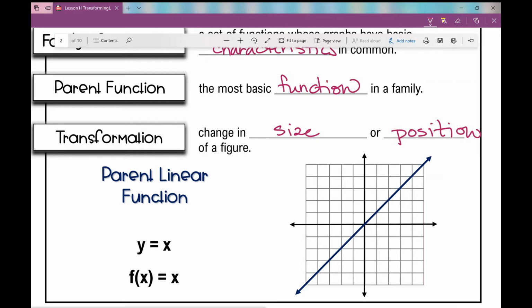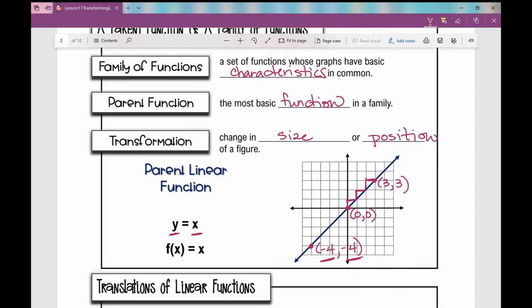So in the parent linear function, y equals x, what we're saying here is that every y value is the same as every x value. On this graph, if you look at these points on this coordinate plane, that ordered pair is (0, 0). Let's look at this one up here. It's (3, 3). This one down here is (-4, -4). And what do you notice? Every y value is the same as its x value. So that's the most basic linear function. This is the parent linear function. It goes through the origin at (0, 0), and the slope is 1. Rise 1, run 1. That's our rate of change.